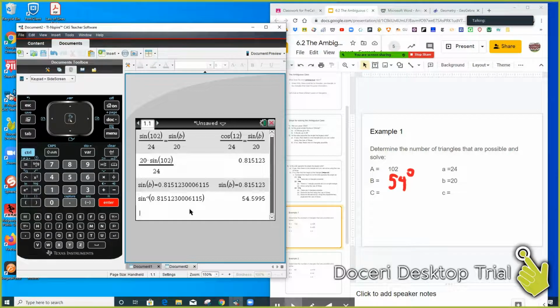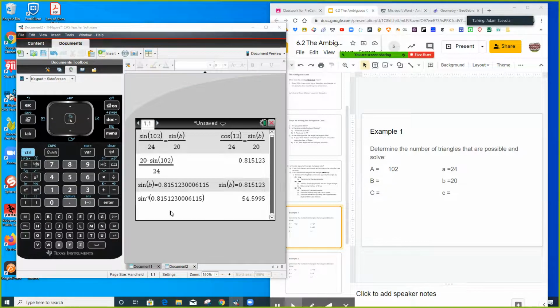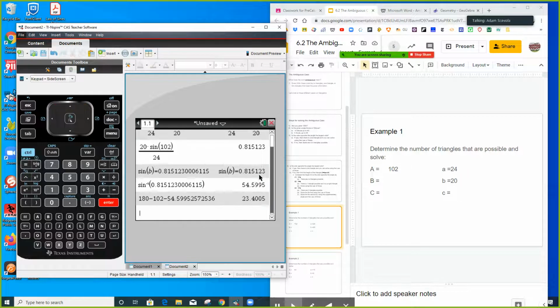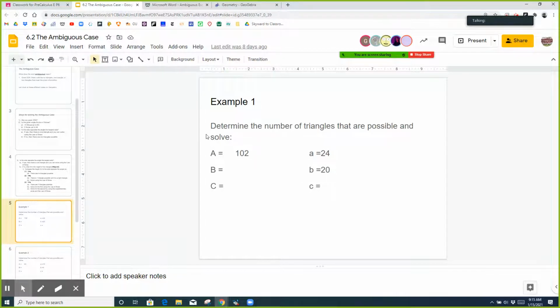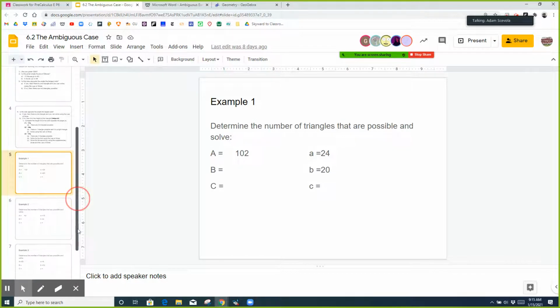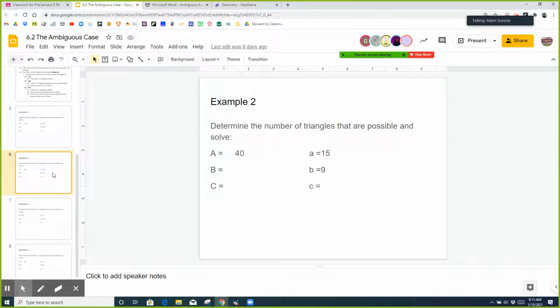Or 54.6 degrees. All right, to find angle C, we could use the fact that the three angles of a triangle add up to 180. So to find angle C, you would do 180 minus 102 minus this angle, and then we get angle C. Then all we have to do is find one more side, and you could just do the law of sines there. So for this one, there's one possible triangle, and we just solved it. And again, the law of the ambiguous case is just like an extension of the law of sines.